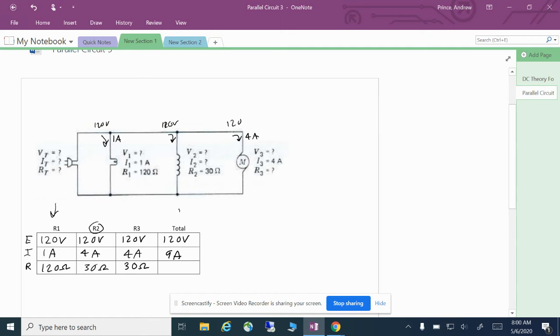Now we can just use Ohm's law here to solve for the resistance. Since we have two values there, I can take 120 volts divided by 9 amps, and that gives me 13.333 ohms. Now to check that, we can use our trusty resistance formula. So remember, RT equals 1 over each of the individual resistors' reciprocal values. So if we got 1 over 120 plus 1 over 30 plus 1 over 30, again, we can let the calculator do all the work on that one, and that'll punch out our resistance total.